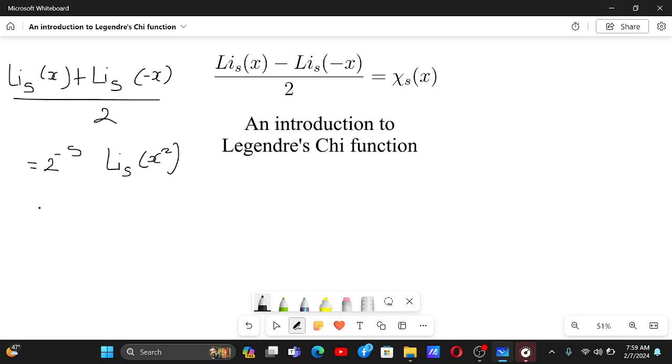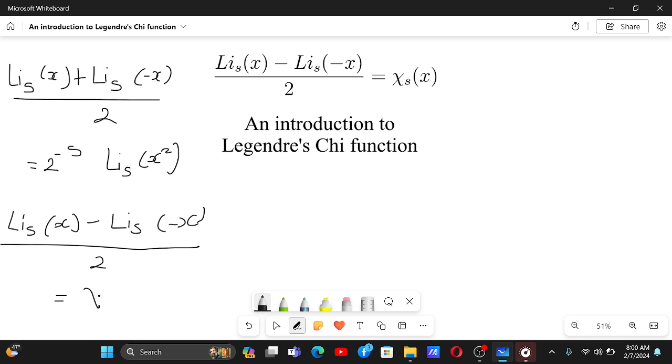We are going to prove this, how this comes about. And after the proof, we will also see an integral that involves Legendre's chi function. Now for the proof, you need to know their definitions.